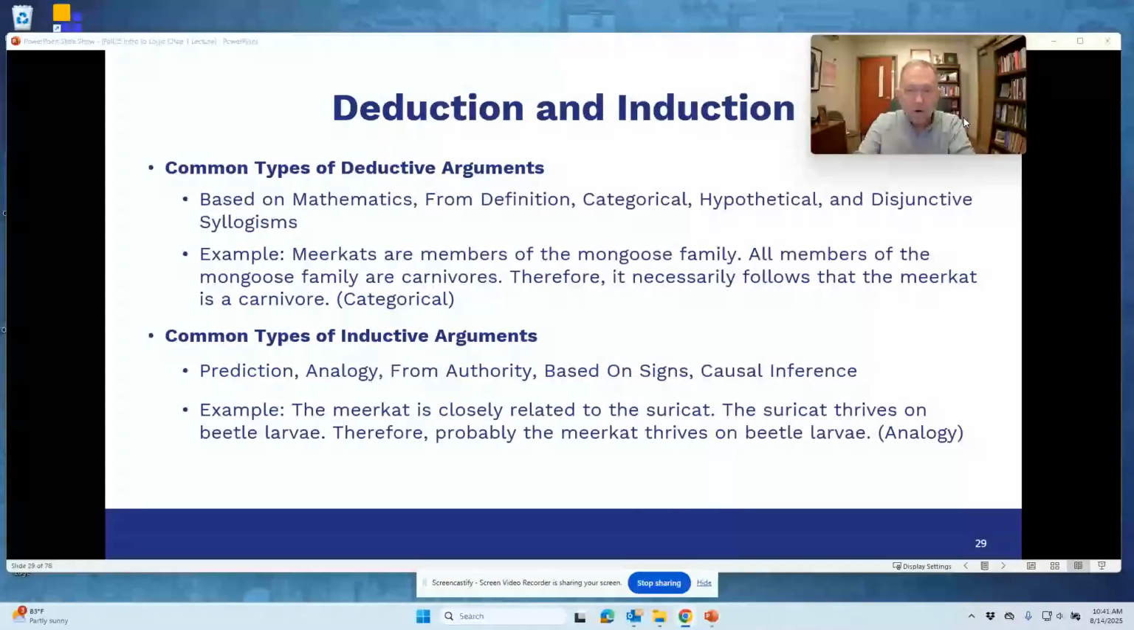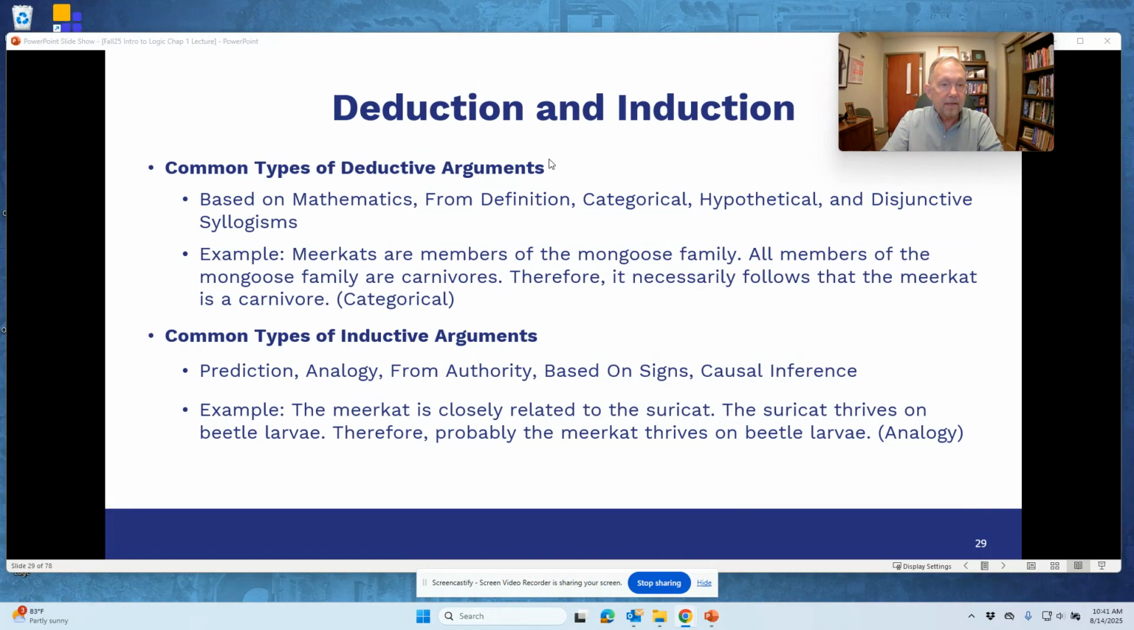All right. There are types of deductive and inductive arguments. And as you'll see, the deductive are more structured. They're more anchored in areas where we tend to use facts in how we process information, not probabilities. So in mathematics: definitions, categories, hypotheses, and we'll get to this, disjunctive syllogism.